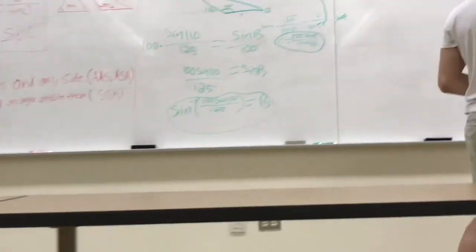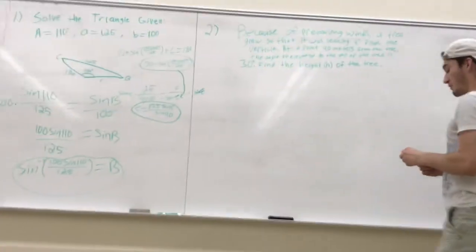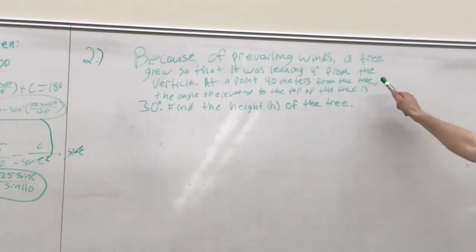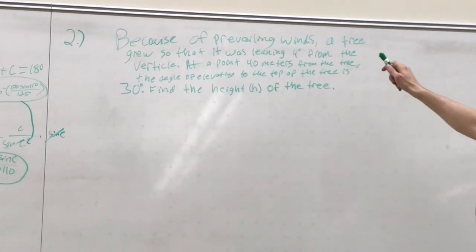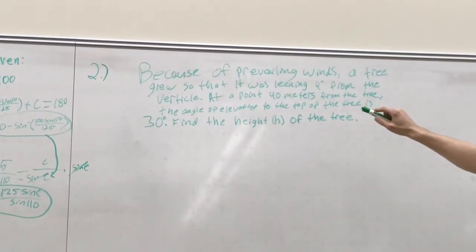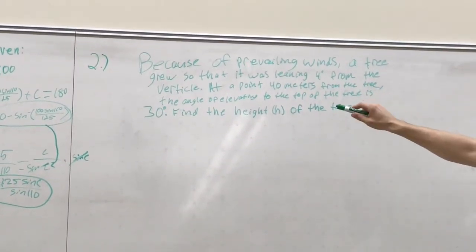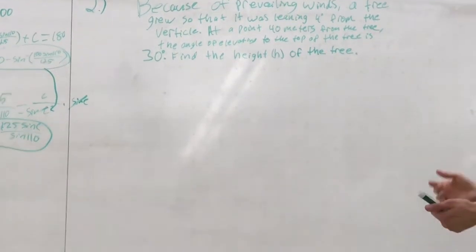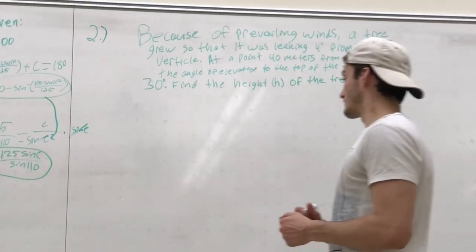For a little bit harder of a problem, here's a word problem. Because of prevailing winds, a tree grew so that it was leaning at a 4-degree angle from the vertical. At a point of 40 meters from the tree, the angle of elevation to the top of the tree is 30 degrees. Find the height h of the tree.